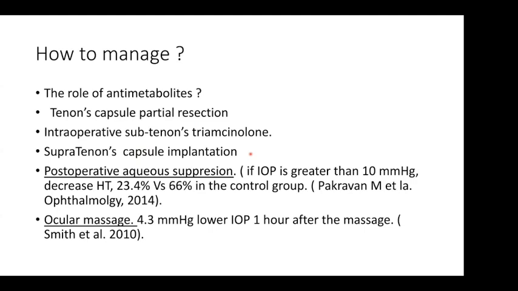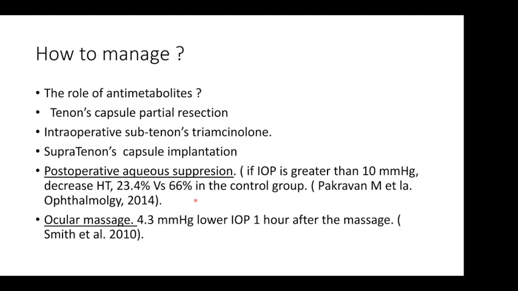But what's really common in practice is to use aqueous suppressants. If the pressure is greater than 10, we prescribe the patients a combination of beta blocker and topical carbonic anhydrase inhibitors. This is expected to reduce the amount of aqueous going through the implant with its inflammatory cytokines, so the peri-plate capsule is expected not to have a lot of scarring around it. It reduced the hypertensive phase to 23% versus 66% in those who are not using the medication.